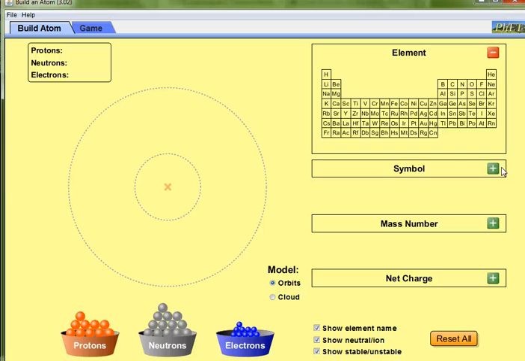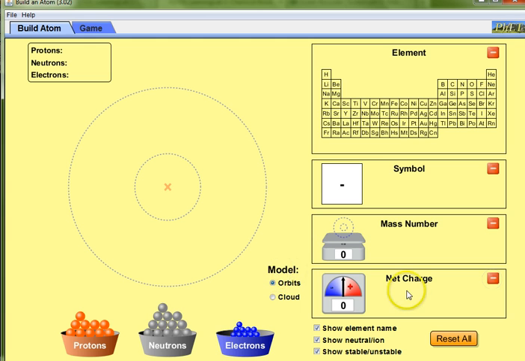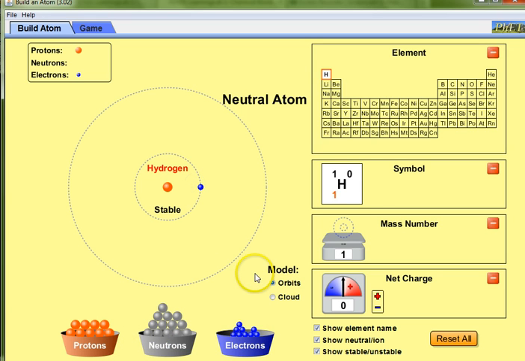Okay, all right, so we'll do it slightly differently this time. Let's click on symbol, mass number, and the net charge. Let's put a proton in the nucleus. Immediately you see that this is a hydrogen atom. It's actually a hydrogen ion, correct? There is one proton, and you get one electron and you get hydrogen.